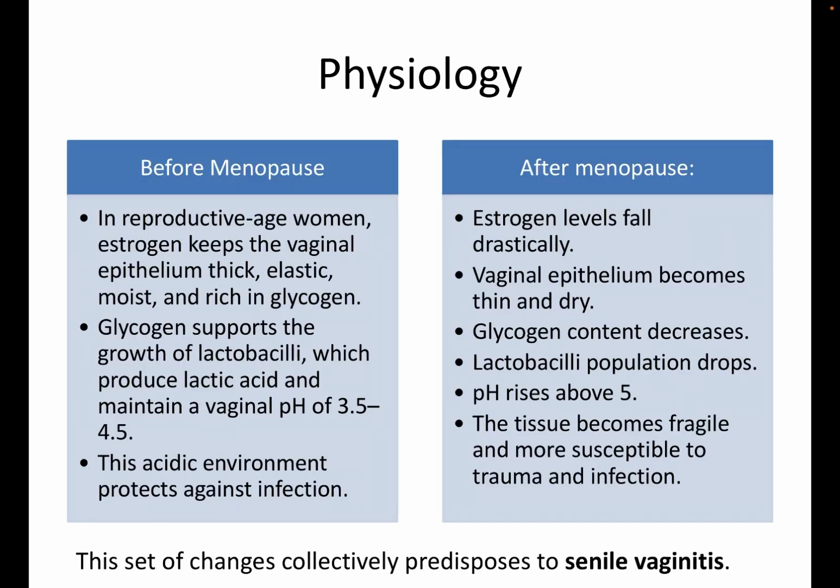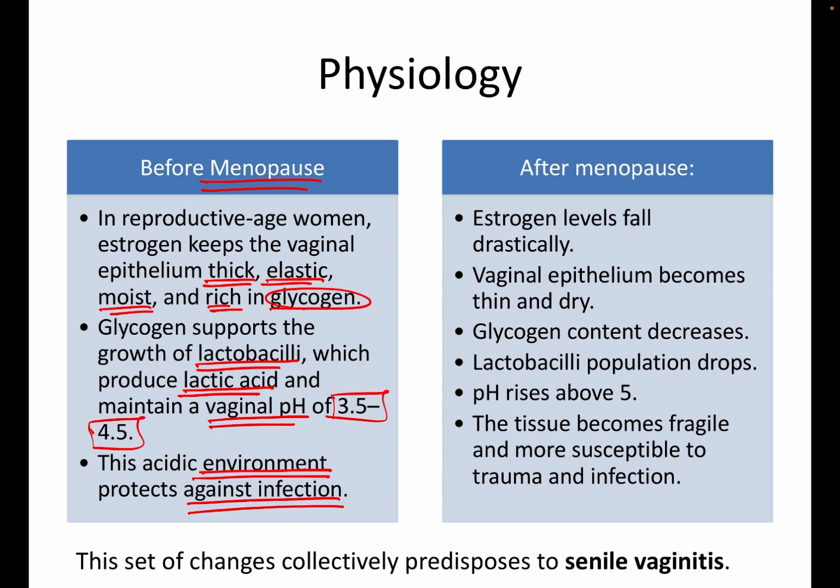So, physiology. Before menopause, in reproductive age women, estrogen keeps the vaginal epithelium thick, elastic, moist and rich in glycogen. Glycogen supports the growth of lactobacilli, which produce lactic acid and maintain vaginal pH in the range of 3.5 to 4.5. This acidic environment protects against infection.